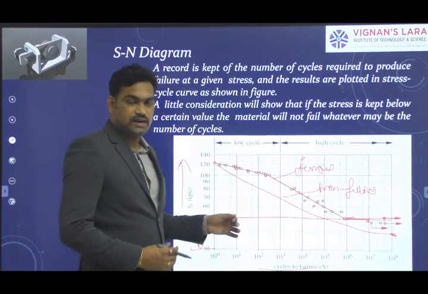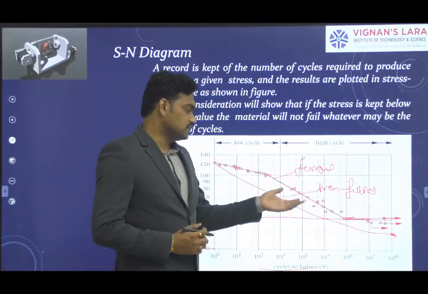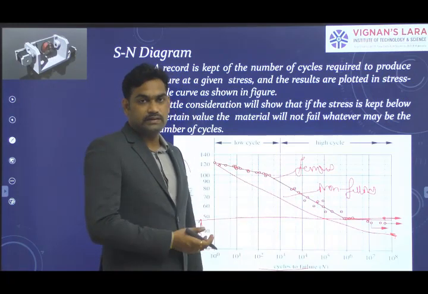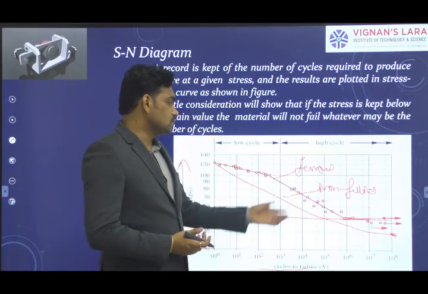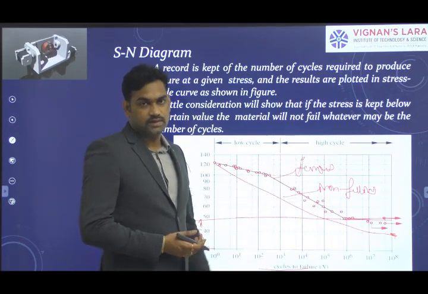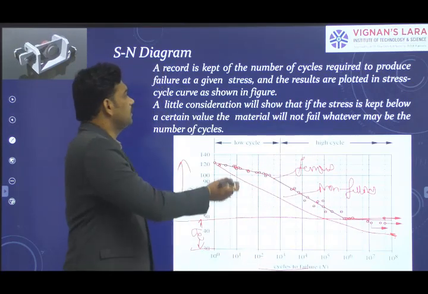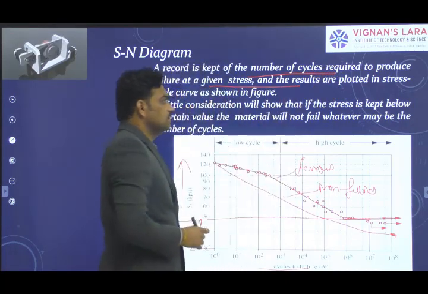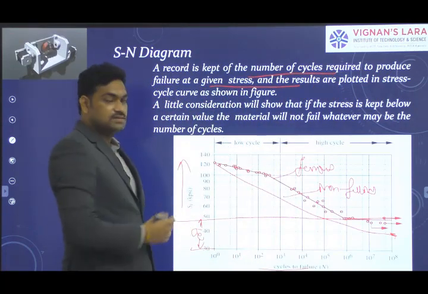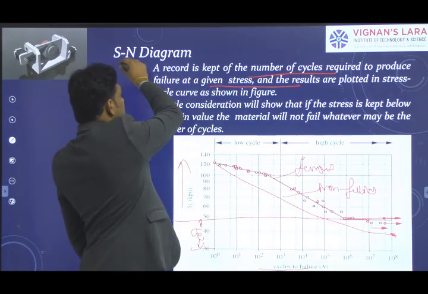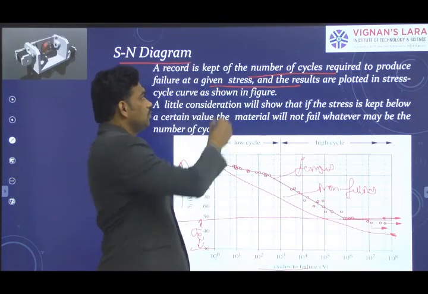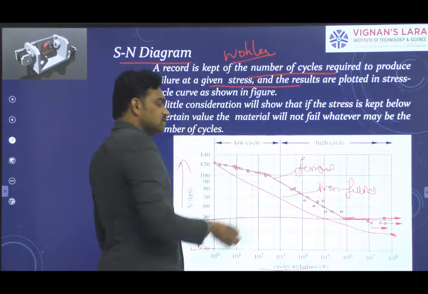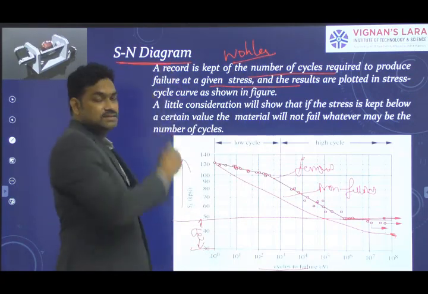Clear? For easy understanding, we will discuss most examples with ferrous metals, so that you can easily observe the points on the SN curve. The majority of textbooks describe it with ferrous metals. A record is kept of the number of cycles required to produce failure, and the results are plotted in the stress cycle curve. We call this curve the SN curve, SN diagram, or Wöhler diagram, but majorly it is denoted as the SN curve.